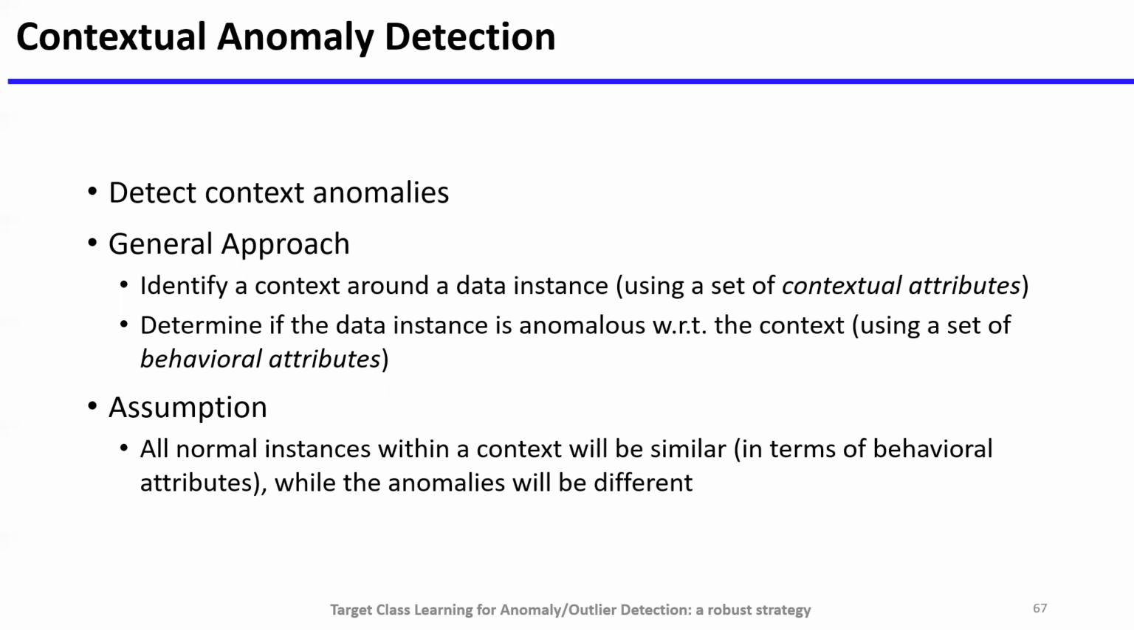So we have to see whether the particular data instance is abnormal with respect to context using some set of attributes. So here we have seen that we will have two types of attributes. One is the contextual attributes.